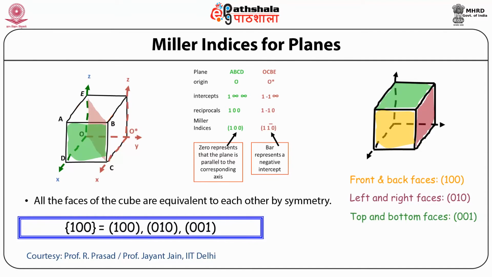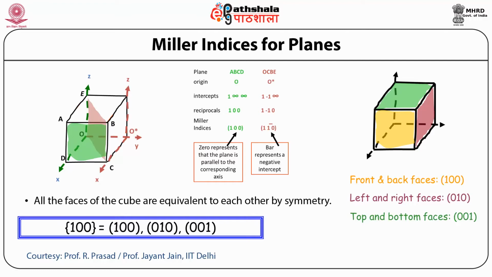You can see on the left hand side that all the faces of the cube are equivalent to each other by symmetry. But if I talk about the green plane, that is A, B, C, D, its intercepts will be 1, infinity, infinity. Why? Because for the x-axis, the plane is intersecting the x-axis at 1, whereas it is infinity for y and z. That's why the intercepts are 1, infinity, infinity.